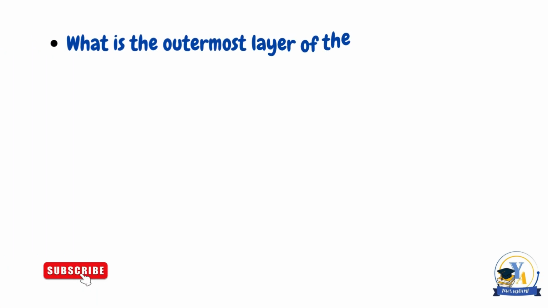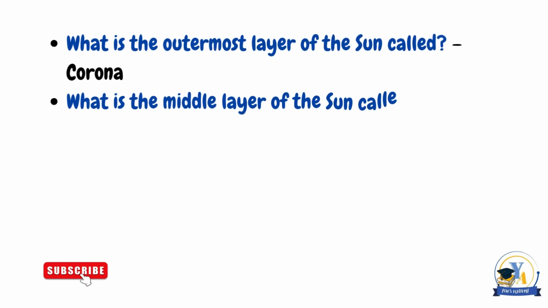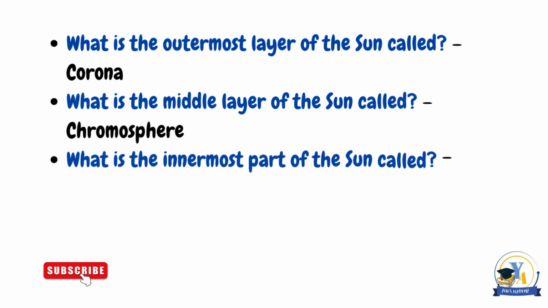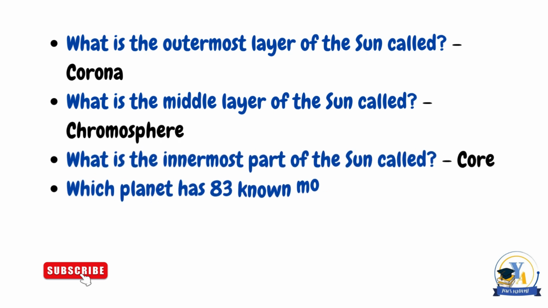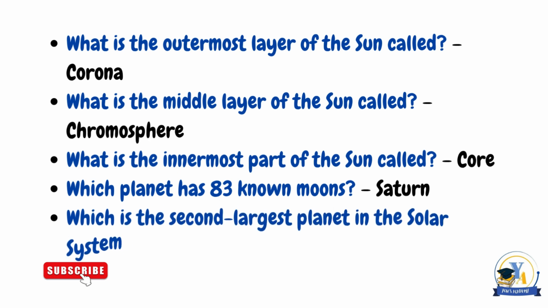What is the outermost layer of the Sun called? Corona. What is the middle layer of the Sun called? Chromosphere. What is the innermost part of the Sun called? Core. Which planet has 83 known moons? Saturn. Which is the second largest planet in the solar system? Saturn.